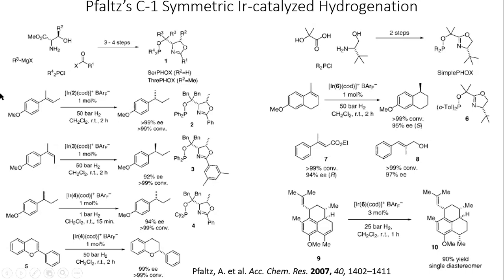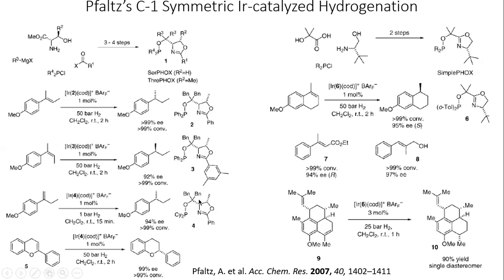And you can see here that Pfaltz has multiple examples of the same alkene, but instead of being cis, it's trans. And there's not a big drop off in the enantiomer selectivity. It's 92% EE, greater than 99% conversion. There's a difference in the stereochemistry of the methyl group here, but there's no drop off in selectivity. You can see they're using the same ligand.